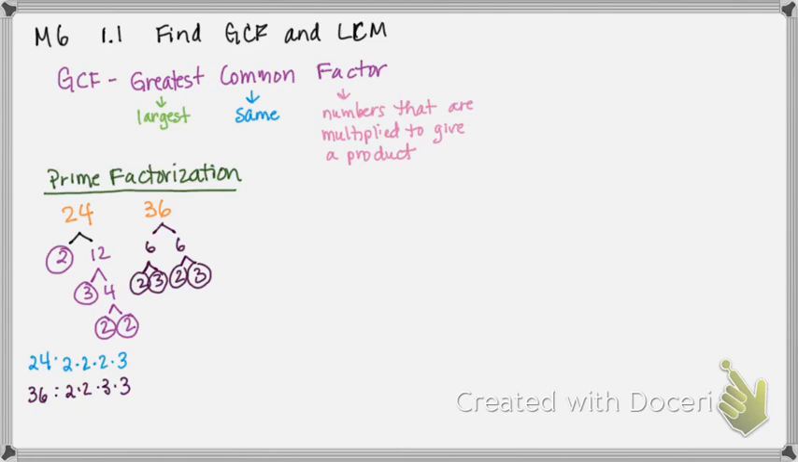So what do I do for GCF? I look at what do they have that's the same. What do they have that's common? They have a 2, they have another 2, and they have a 3. The other two numbers don't match each other, so then I just multiply that out, and 2 times 2 is 4, 4 times 3 is 12. Now some people may already understand looking that that's going to be the answer, but that's okay if you don't.